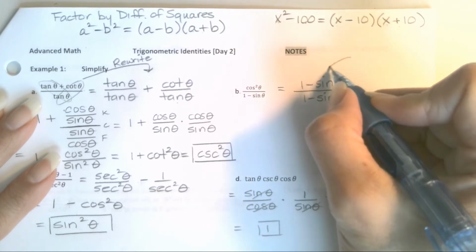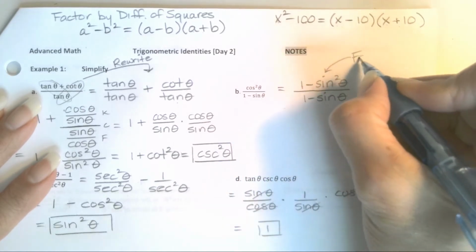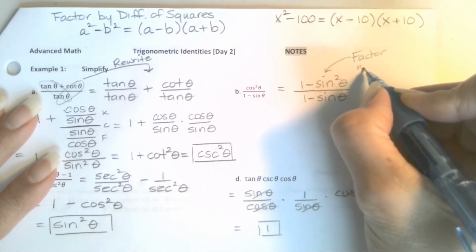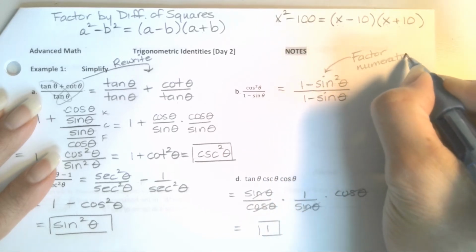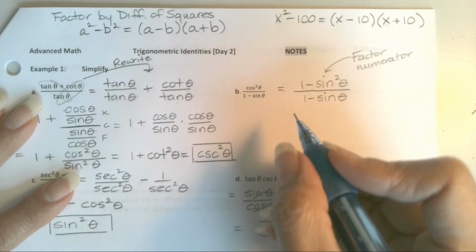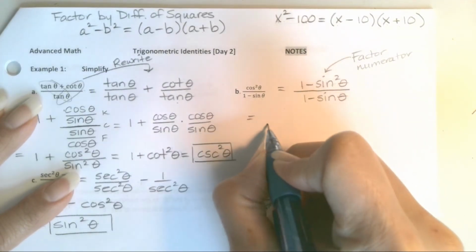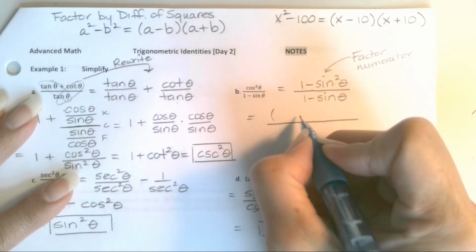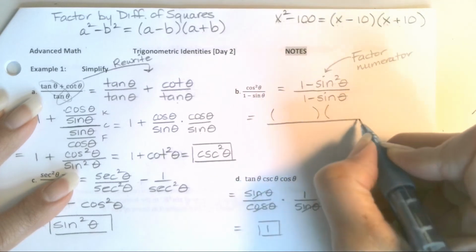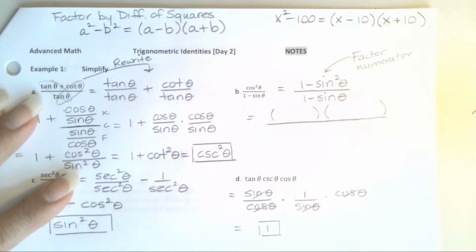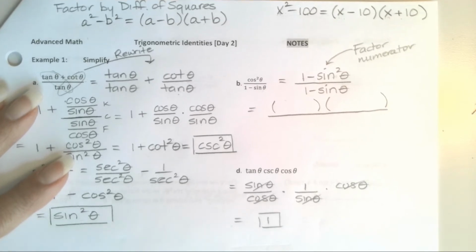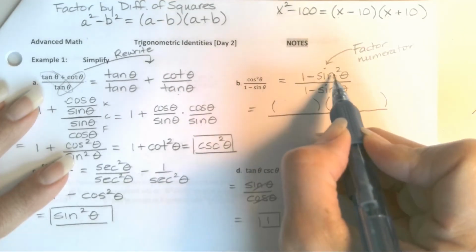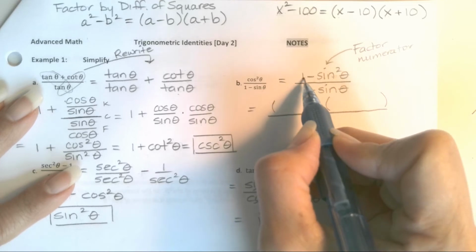I need you to factor your numerator just like you just did upstairs with x squared minus 100. So let's do that together. I'm going to put my division line, and I'm going to put parentheses, and we're going to do the same questioning technique. This is my a squared, and this is my b squared. What is the square root of 1?